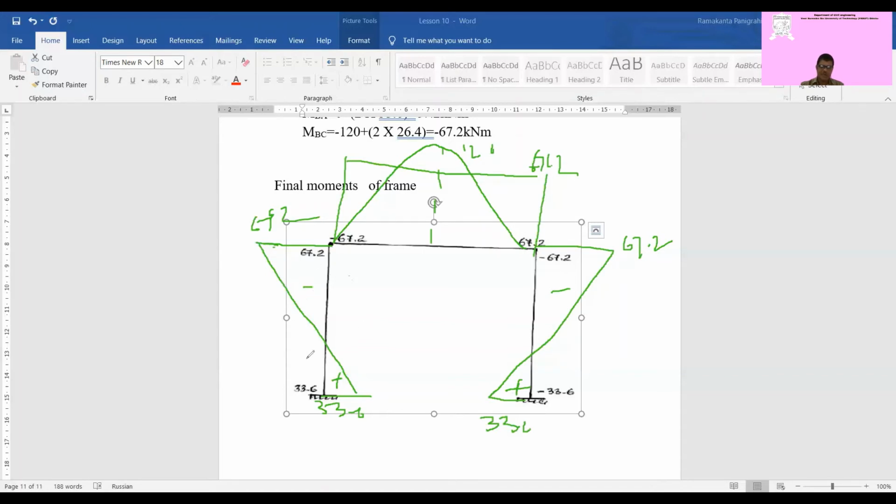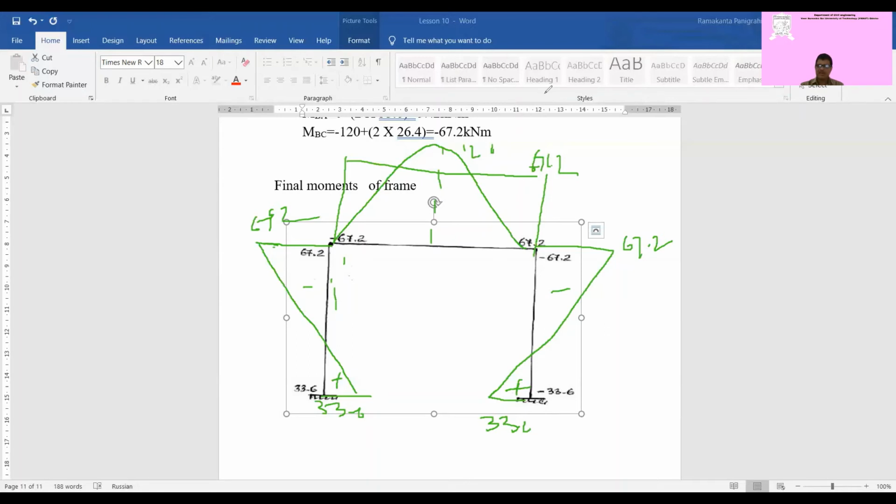So you should know the sign conventions properly. Clockwise moment is positive, anti-clockwise is negative. Once you know clockwise and anti-clockwise, you go from the left. On the left, a clockwise moment gives positive bending moment. On the right, an anti-clockwise moment gives positive bending moment. So accordingly, you can draw the diagram. These are the tension faces. You can take plus values on the inner side, and accordingly.